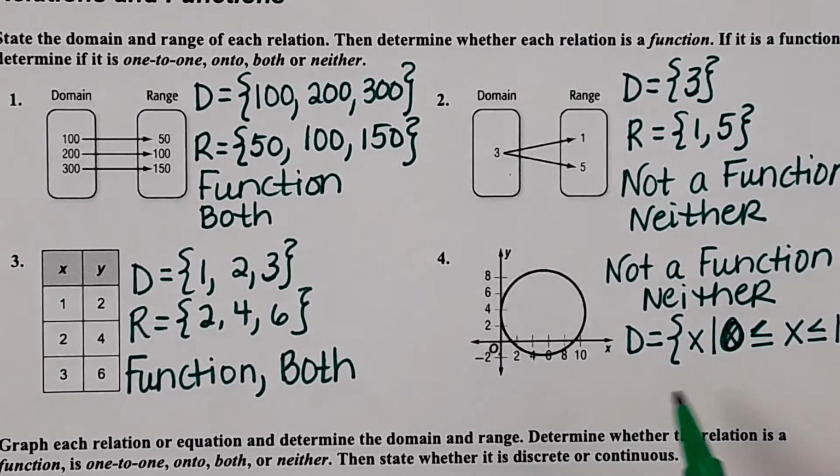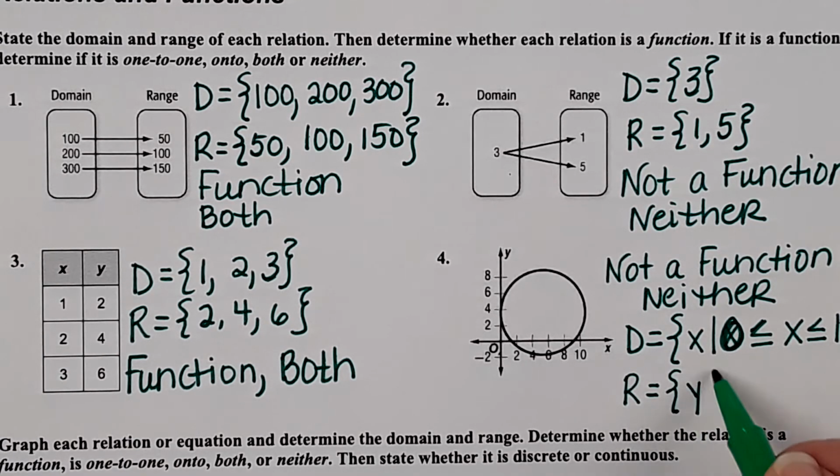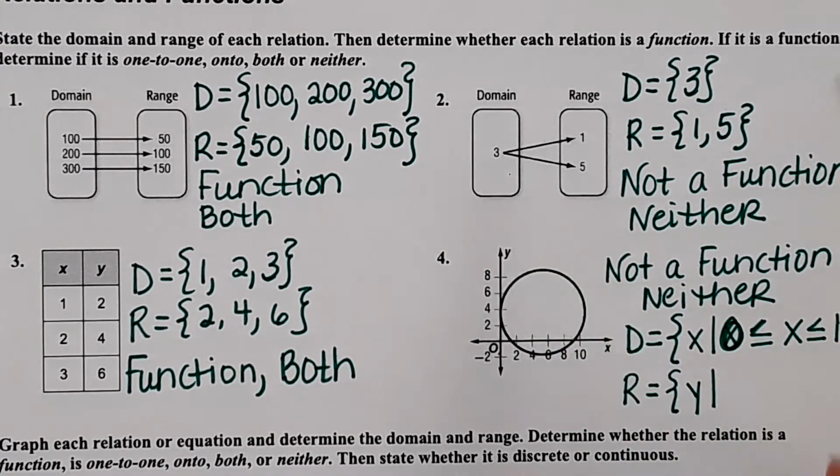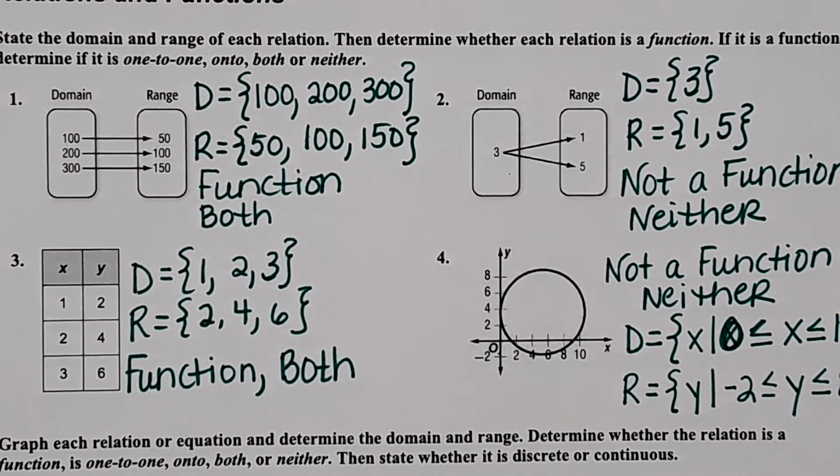And then the range is going to be y such that, so what's the smallest y that you see? The smallest y is -2, is less than or equal to y, which is less than or equal to. Right now, your domain and range is going to be very specific. It's going to be contained to what you see on the graph.